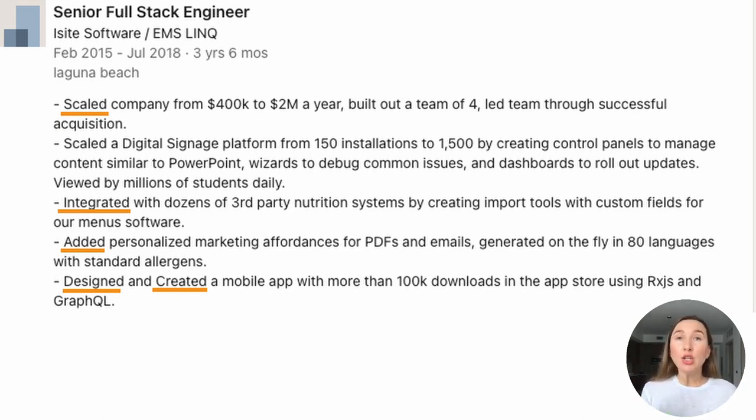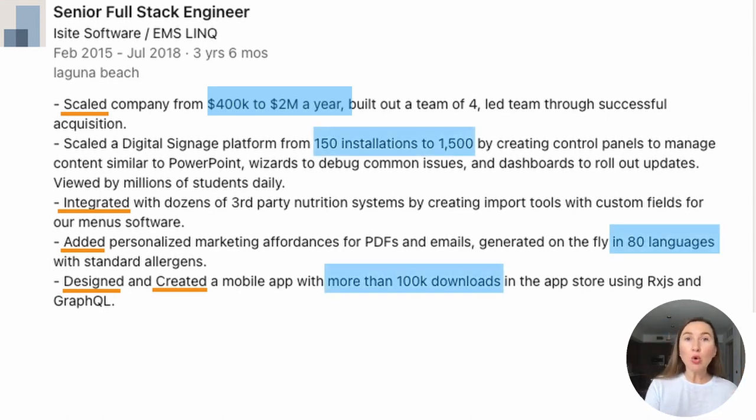Another great thing, you show the result in numbers. Instead of just saying, we have achieved great results, you can give them numbers. For example, we have scaled from 400K to 2 million, from 150 to 1500, 80 languages, more than 100K downloads, etc. If you can talk about your results in numbers, please do so. This is very, very helpful and will make your work description perfect on LinkedIn.